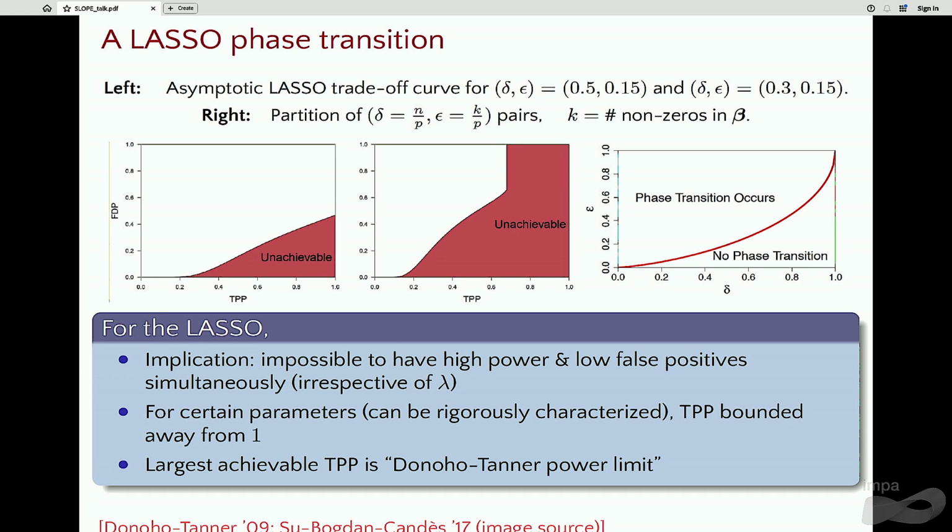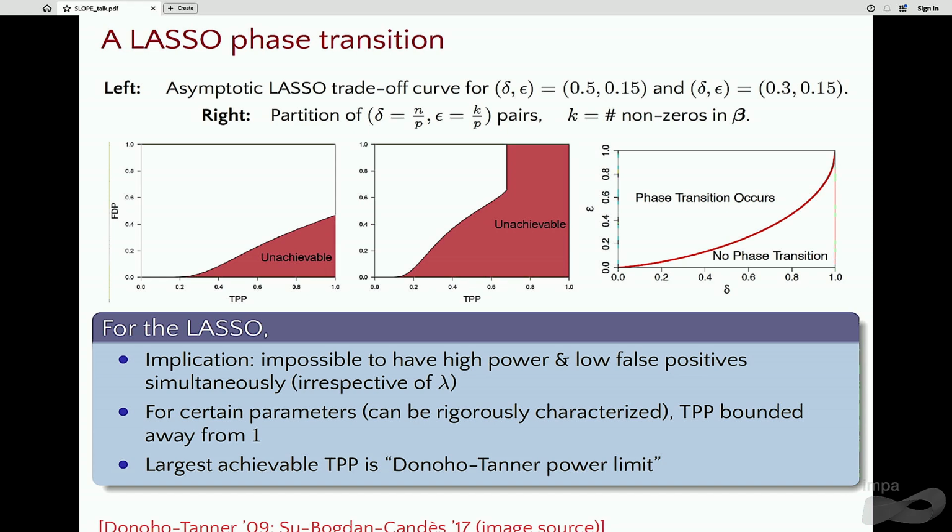But what we see for the lasso is that in both of these different problem settings, that bottom right corner is unachievable. So what this says is that, for the lasso at least, it's impossible to have high power and low false positives simultaneously, irrespective of the amount of regularization you use, and also irrespective of the signal to noise ratio in the problem itself.